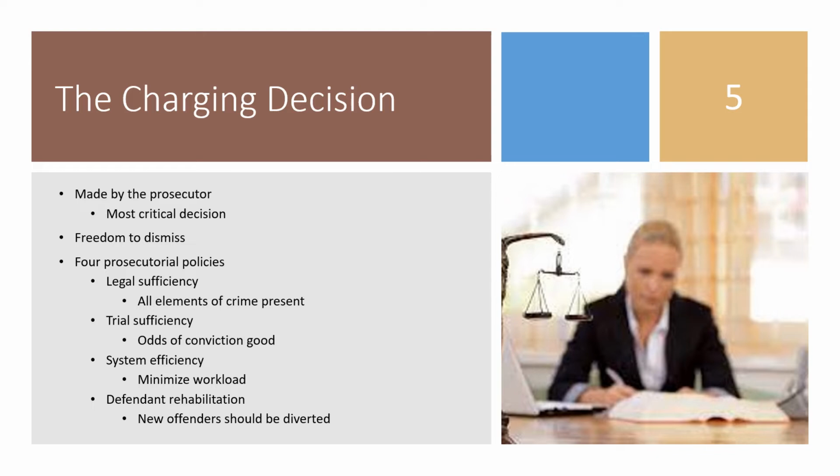And finally, the last methodology used by a lot of prosecutors is defendant rehabilitation. They look at what is it going to take for this person to not commit another crime. And so typically new offenders get diverted. You see this a lot in juvenile systems where you have first-time offenders that, rather than be charged and placed in the juvenile system, are sent to a first-time offender program where, if they do everything they're supposed to do, the charges get dismissed.